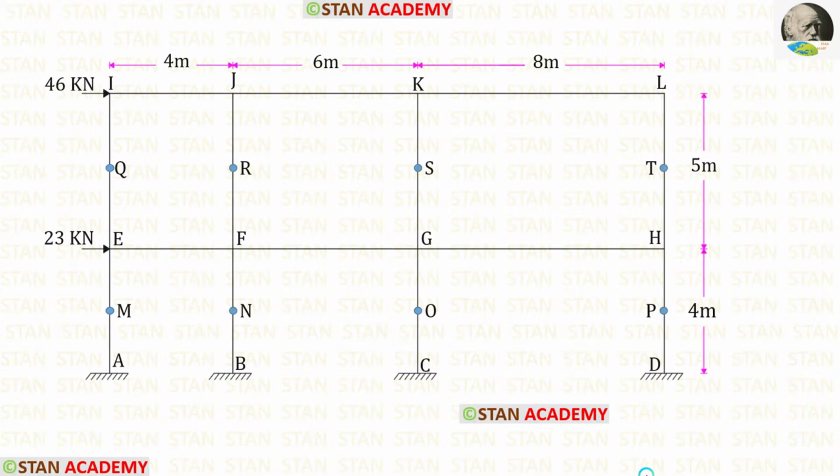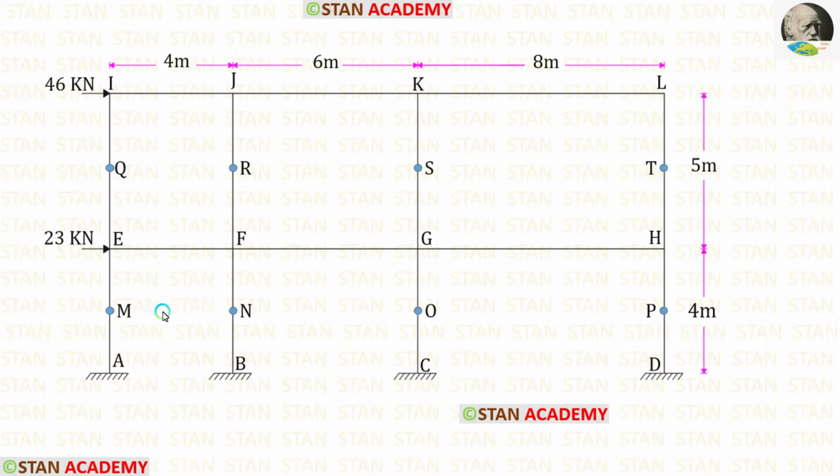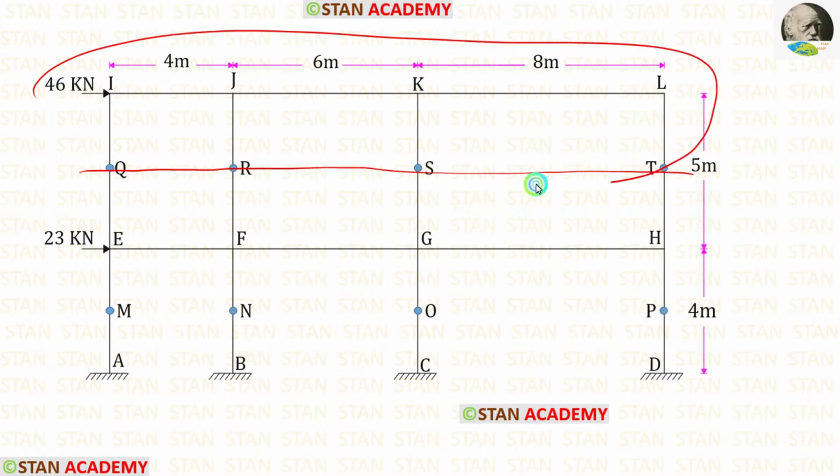In this frame, in the top and bottom stories, let us name the center of the columns. You can see that I have named the center of the columns M, N, O, P, Q, R, S and T. Now let us split the frame into two parts. From the center of the columns in the top story, let us take the upper part.